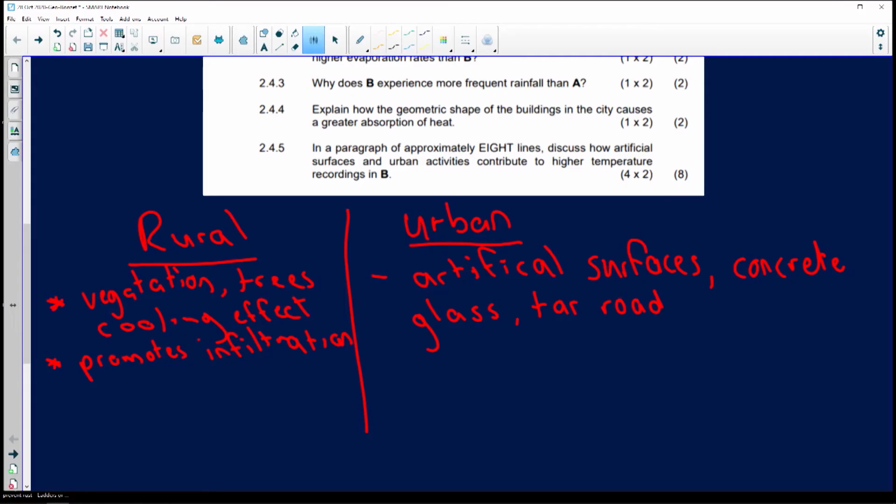Okay, another reason that we can mention, there are more open water surfaces, for instance, dams and rivers. And in urban areas, there's less of them.